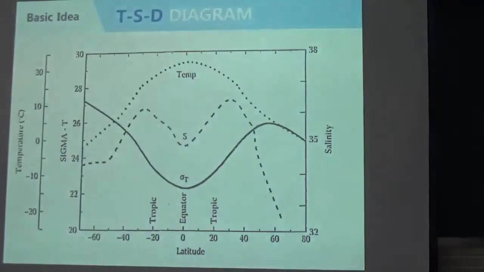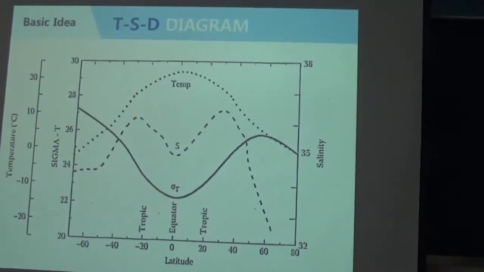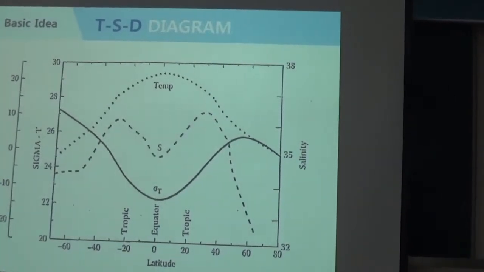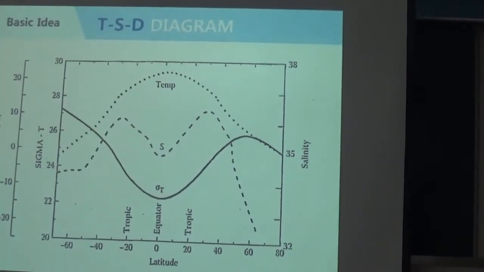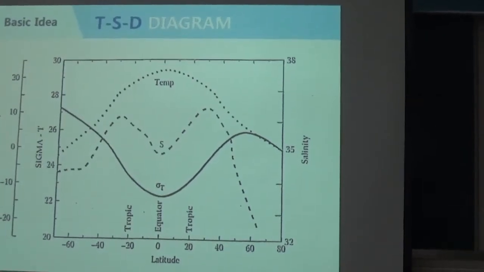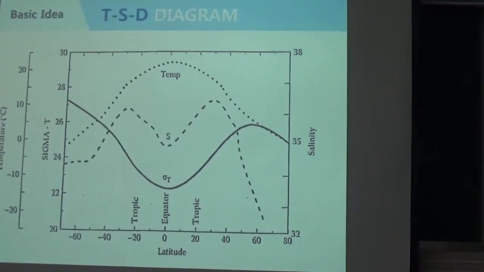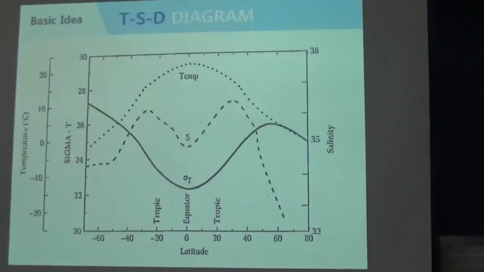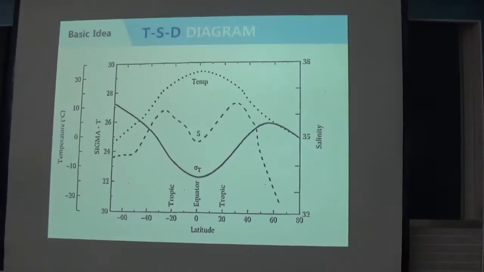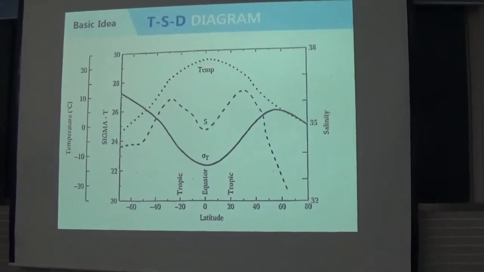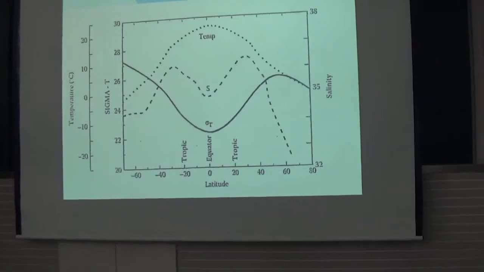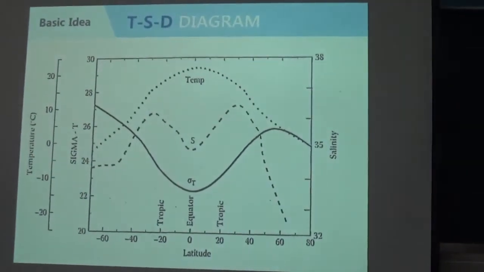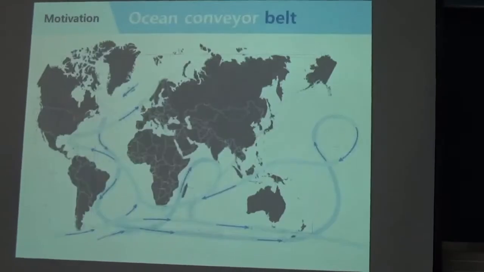This graph right here shows temperature, salinity, and density at different latitudes. If you look closely, you can notice that there is a correlation between temperature and density. When temperature rises, the density falls, and when temperature falls, the density rises. Salinity also affects the density substantially, but compared to the temperature's effect, the salinity does not do much.